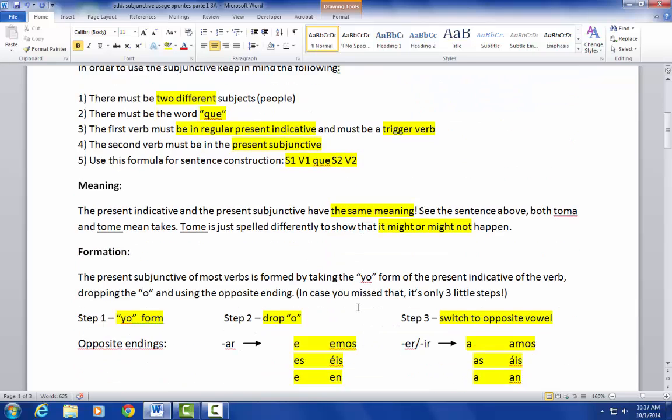Okay. Let's move on to meaning. So present tense and present indicative and present subjunctive have the exact same meaning. In our sample sentence above, both toma and tome mean takes. Tome is simply spelled differently in the subjunctive to show that the action may or may not happen.